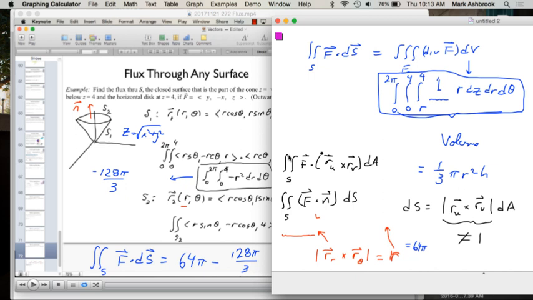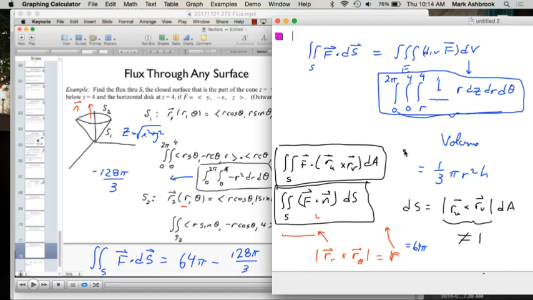So bottom line is you can always use this. It will always work. If you want to use the shortcut, then make sure you know when you can, without finding the cross product, just assuming dS is dA. Does that answer it? Okay. Other questions? Would you do me a favor and shut that door? All right, other questions?